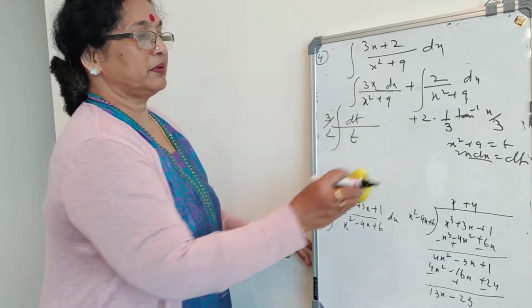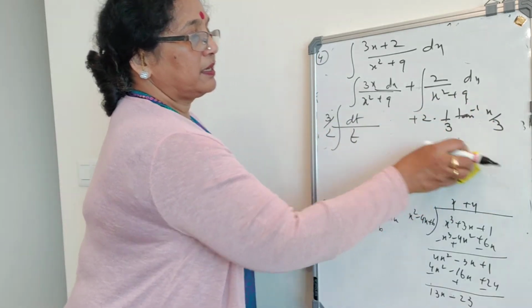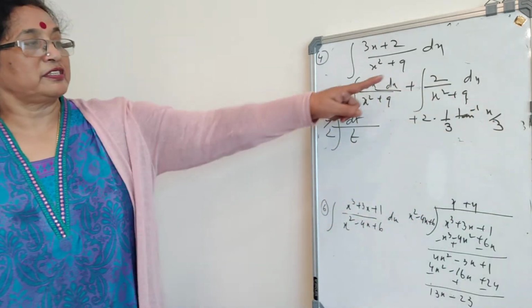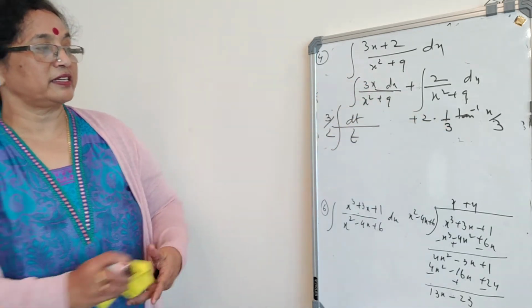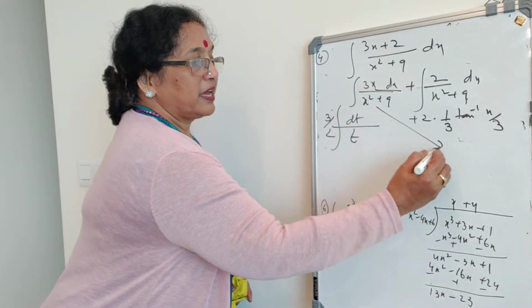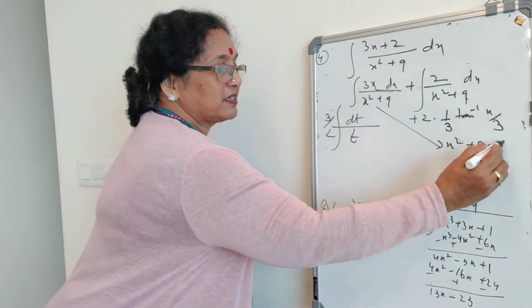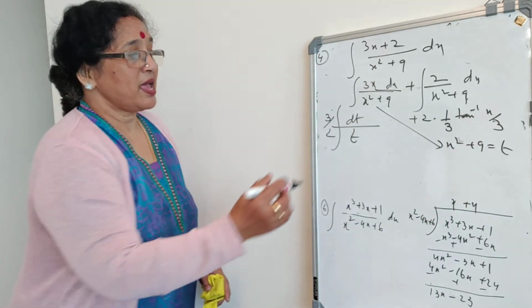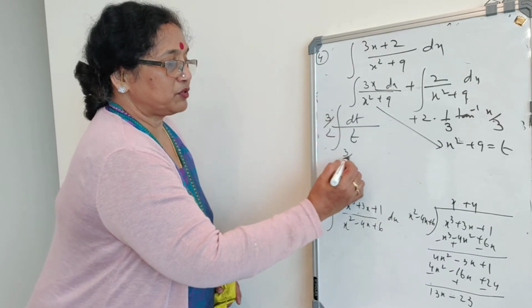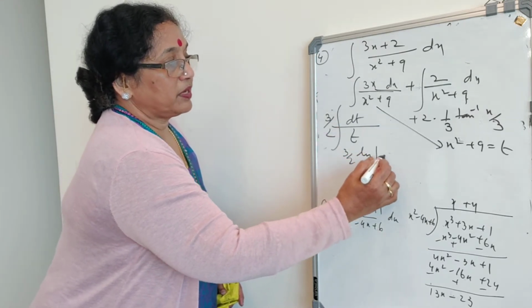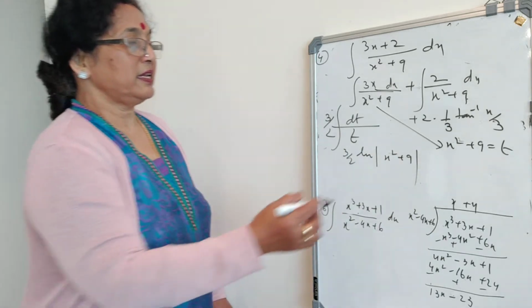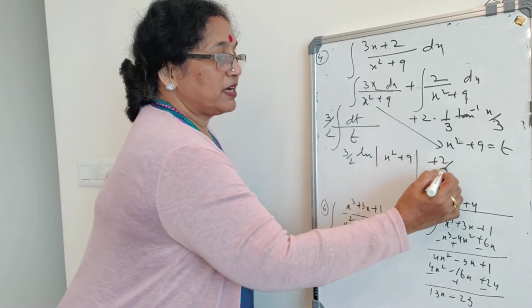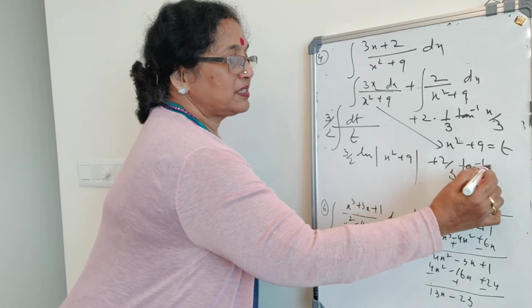This part, and this is a 2 here, 1 by 3 tan x by 3. For this substitution I get this, where I am taking x square plus 9 as t. You all must be knowing how to do this. And then finally you get 3 by 2 ln of x square plus 9, because t was x square plus 9, and plus 2 by 3 tan inverse x by 3.